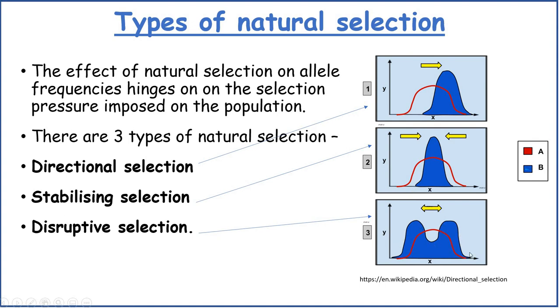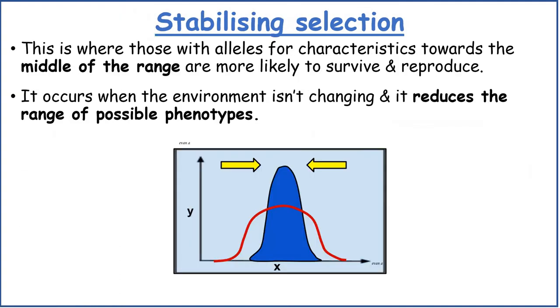So first of all, we're going to look at stabilising selection. This is where those with the alleles for characteristics towards the middle of the range, those with average characteristics, are more likely to survive and reproduce. It occurs when the environment isn't changing, and it reduces the range of possible phenotypes.